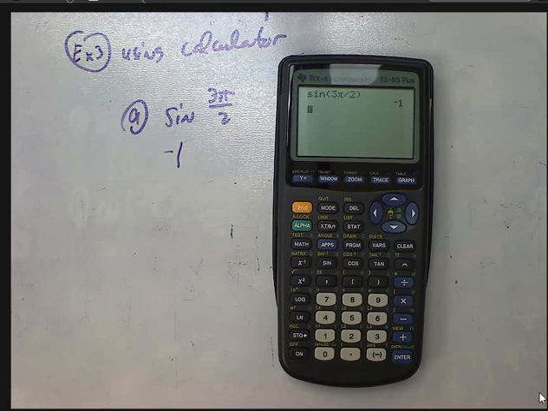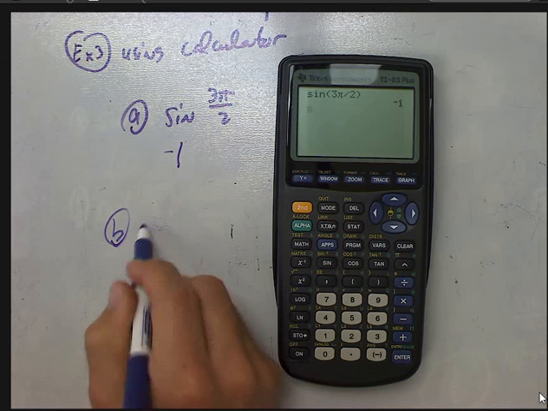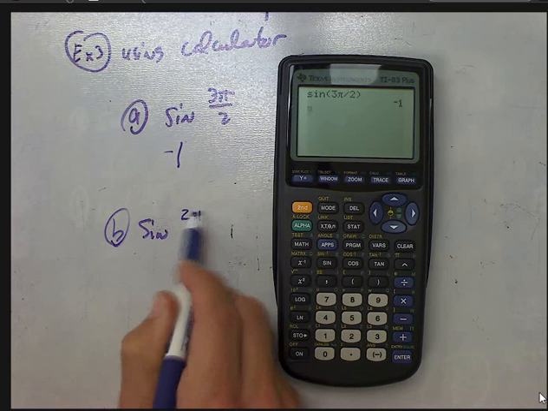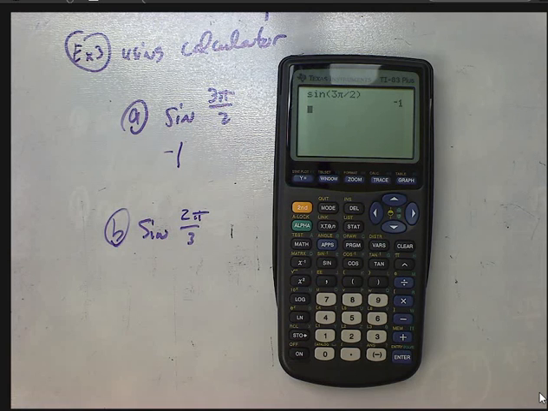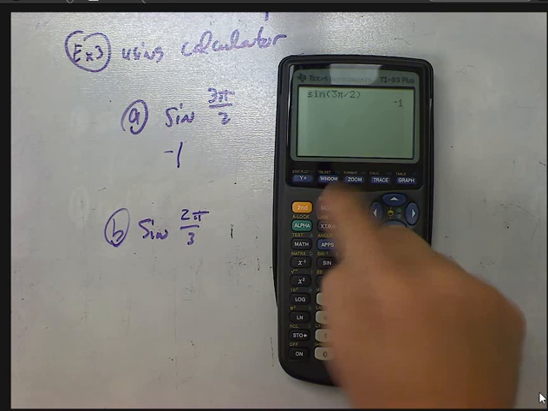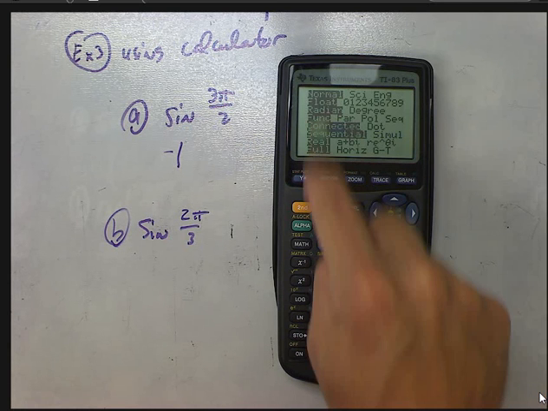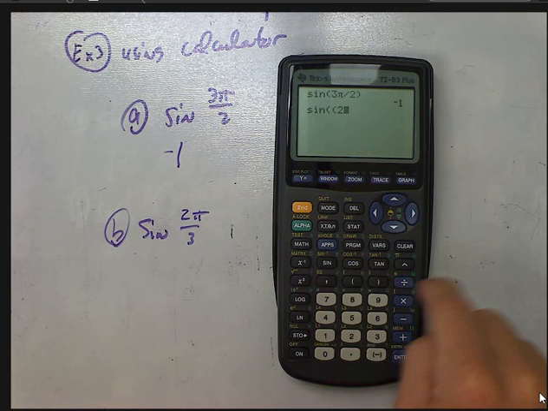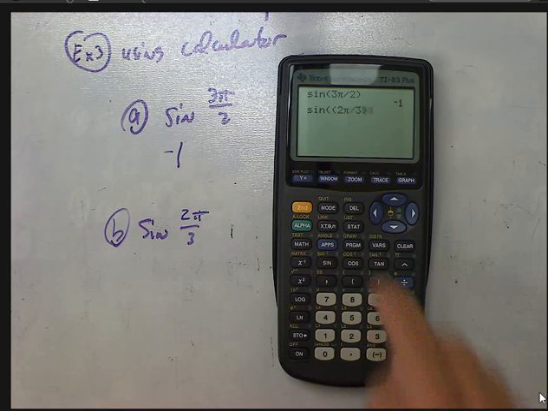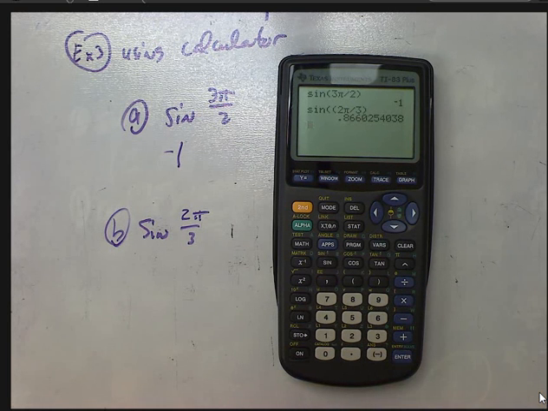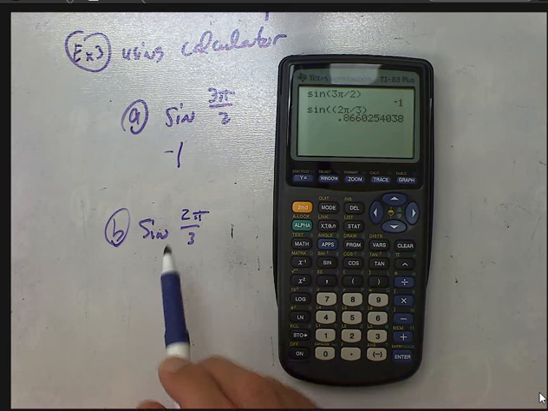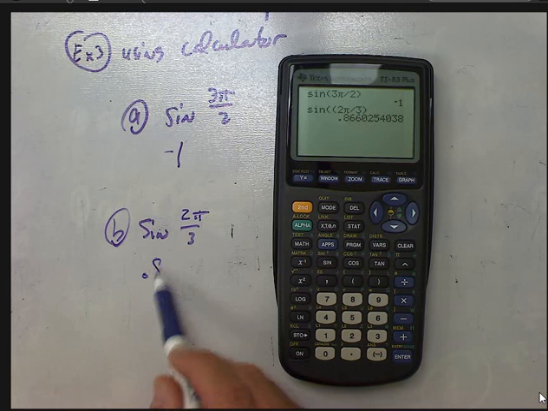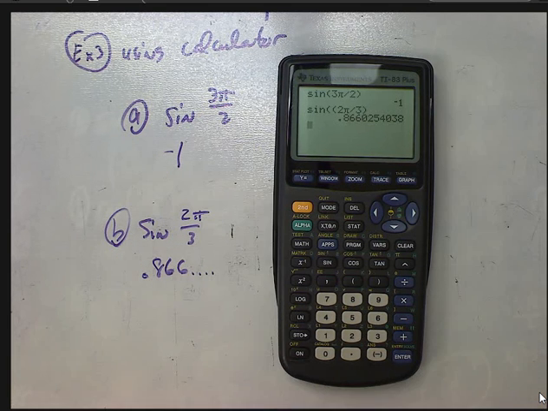Okay. What if I want the sine of 2 pi over 3? Mode, it's in radians, so I'm good to go. Second quit. Sine, parenthesis, 2 second pi divided by 3, sine 2 pi over 3, hit enter. And I come up with 0.866, so on and so forth. Okay, it's a nice decimal answer.